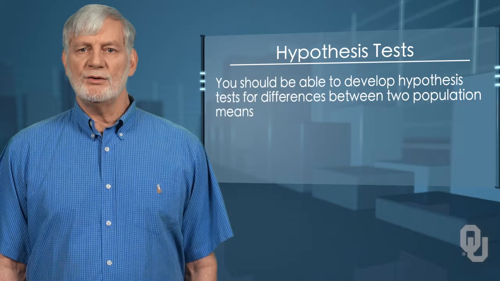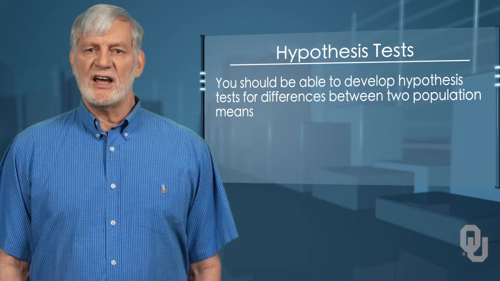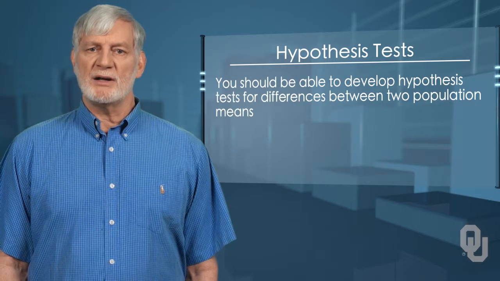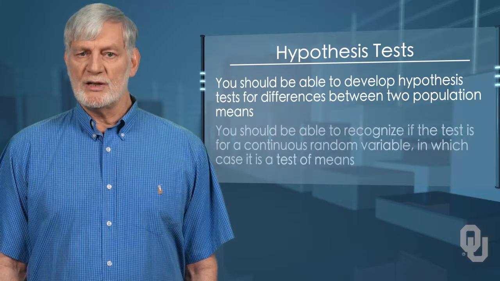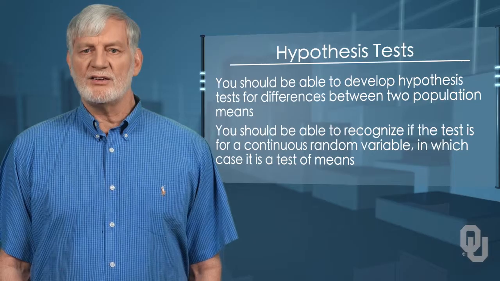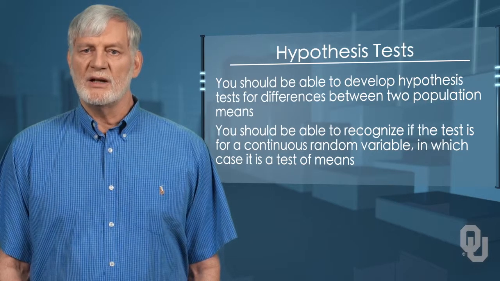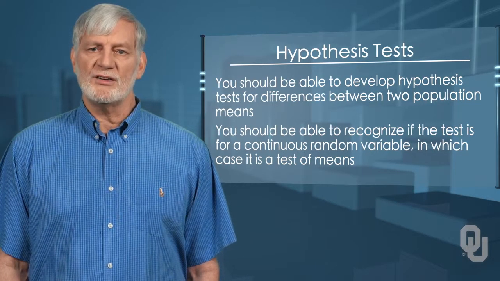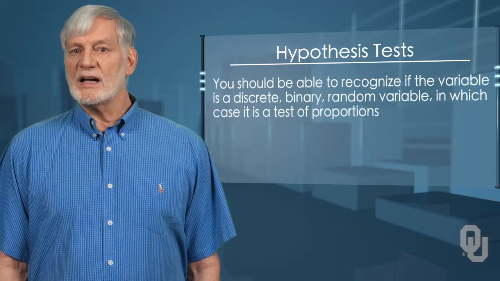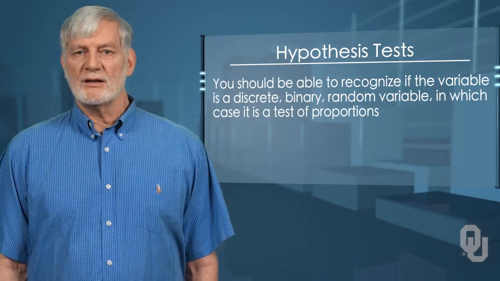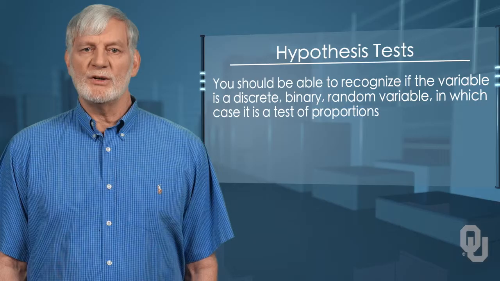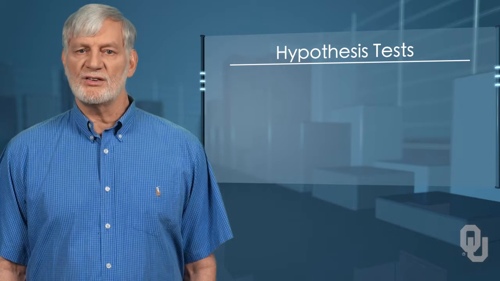You should be able to develop hypothesis tests for differences between two population means. You should be able to recognize if the test is for a continuous random variable, in which case it is a test of means. You should be able to recognize if the variable is discrete, a binary random variable, in which case it is a test of proportions.